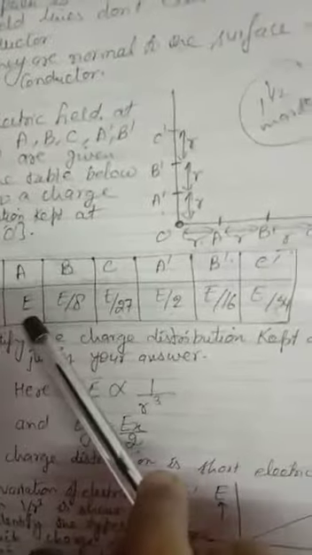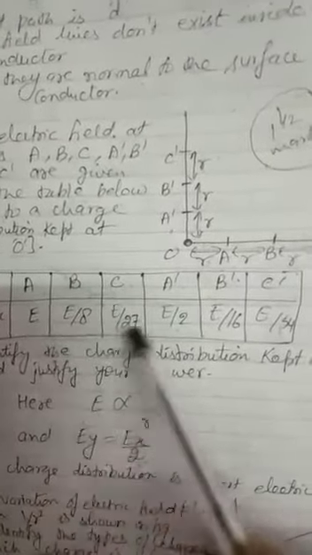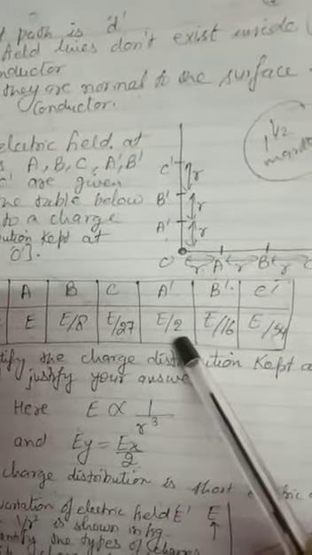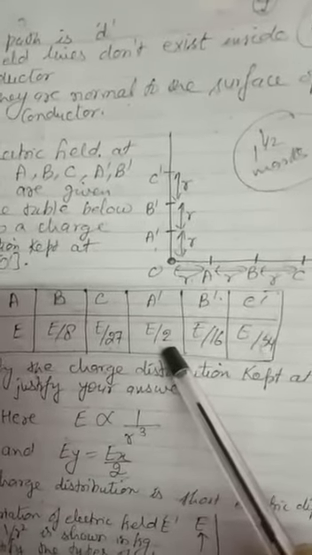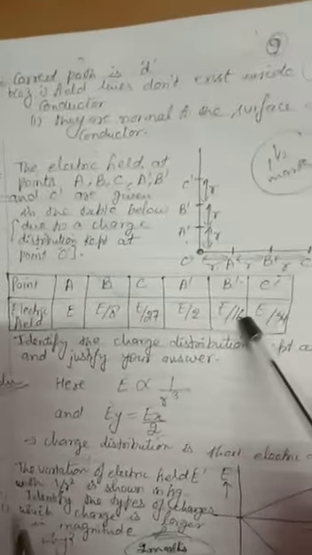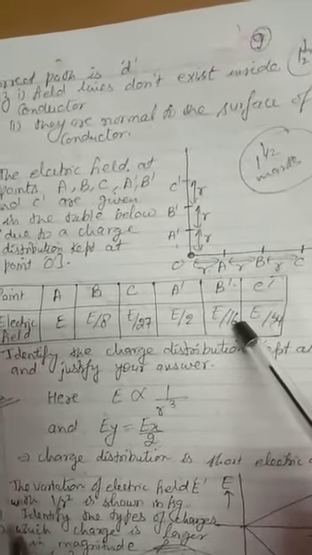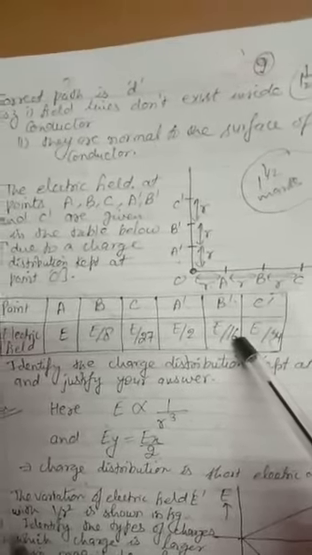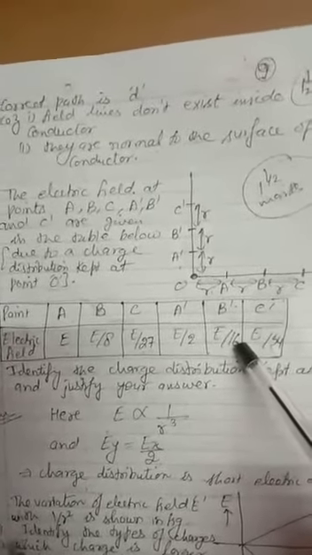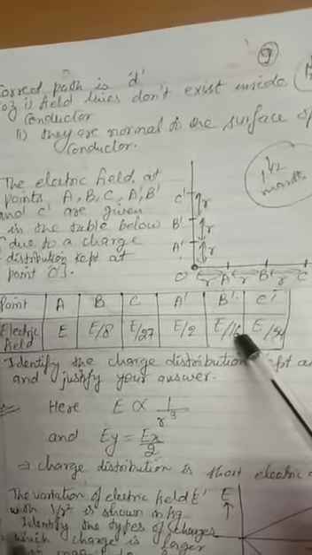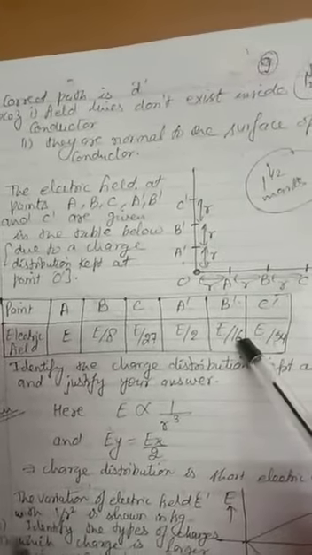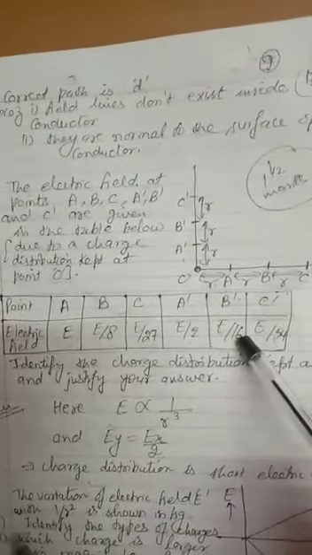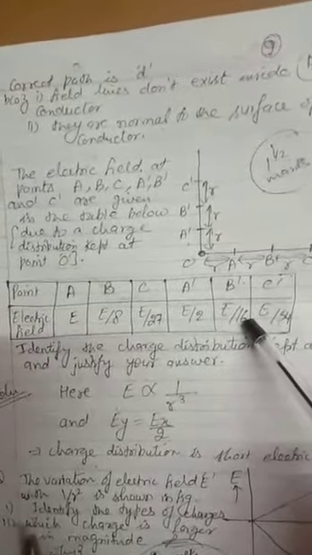Secondly, the value on the x-axis at a distance R is E, and on the y-axis at the same distance the value is E by 2. This is the same for all the points. So you know that for an electric dipole, at an axial point the electric field is 1 upon 4 pi epsilon naught into 2p upon r cube. At an equatorial point it is 1 upon 4 pi epsilon naught into p upon r cube. So the value on the y-axis is half of the value on the x-axis at the same distance.